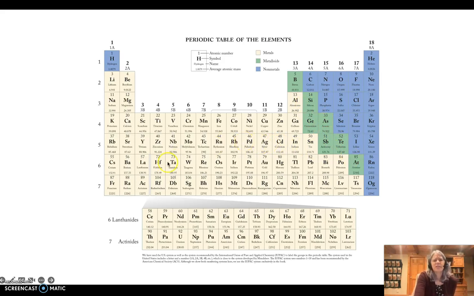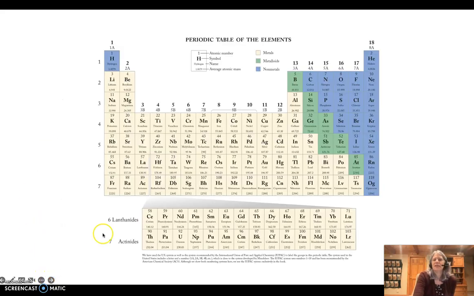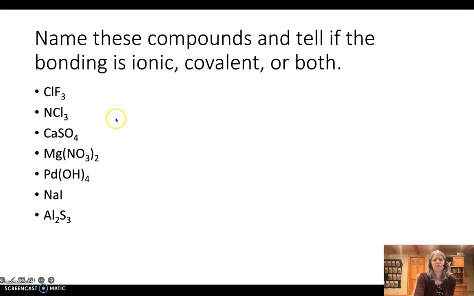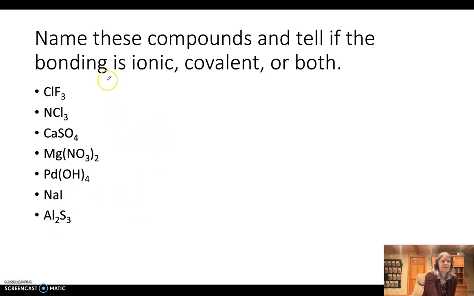Okay, so when I'm doing this problem and trying to name things, the first thing I'm going to do is see if there's a metal. And if there is a metal, it's always going to be listed first, right? Because the more positive things are listed first in chemistry. So our first one is ClF3, right? If we don't know where Cl is, we look around and we can find it here. It's a nonmetal, and it's bonded to fluorine, another nonmetal. So ClF3, they're two nonmetals. So if they're two nonmetals, they are going to be covalent, right? So we can write that here, going to be covalent.